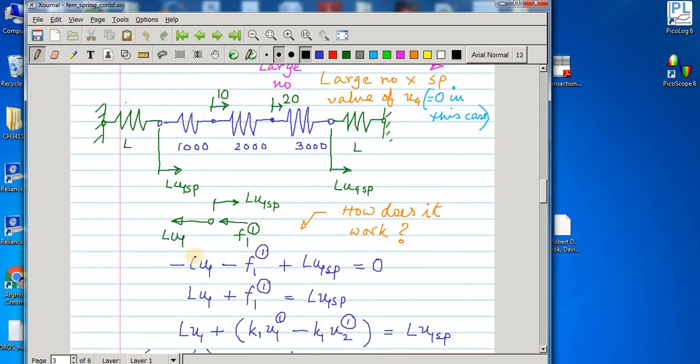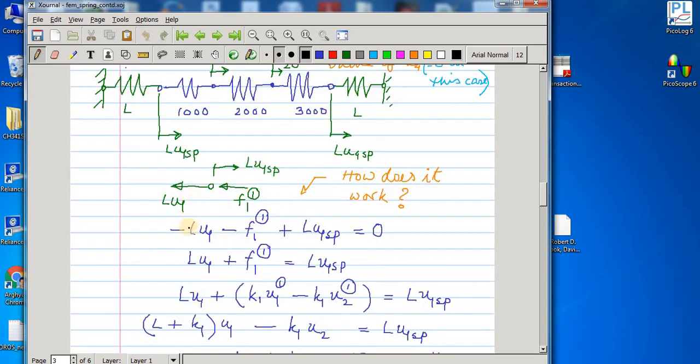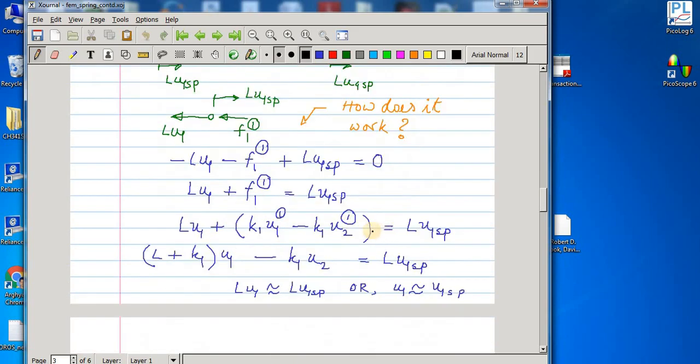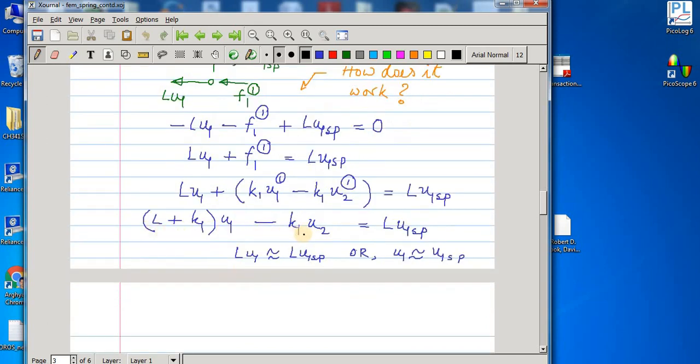We have put an external force LU1 SP there, but in this case it would be 0. And if you write the equilibrium equation, that is minus LU1 minus F11 plus LU1 SP equal to 0. And you know that F11 is nothing but this. So this is the equilibrium equation. That means ultimately you are getting this equation.